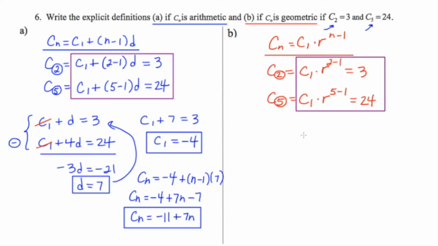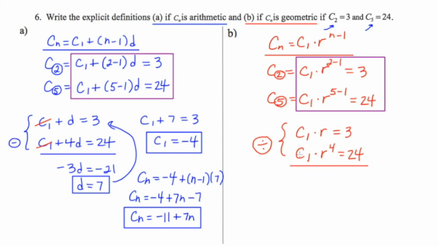So I'm going to do a little bit of cleanup here and say c sub 1 times r is equal to 3, and then c sub 1 times r to the fourth is equal to 24. So here's my system. I'm going to draw a line underneath, and this time I'm going to divide, but I'm going to divide upwards, which is a little bit strange, but there's a reason that I do that. So I want you to read this from bottom to top.